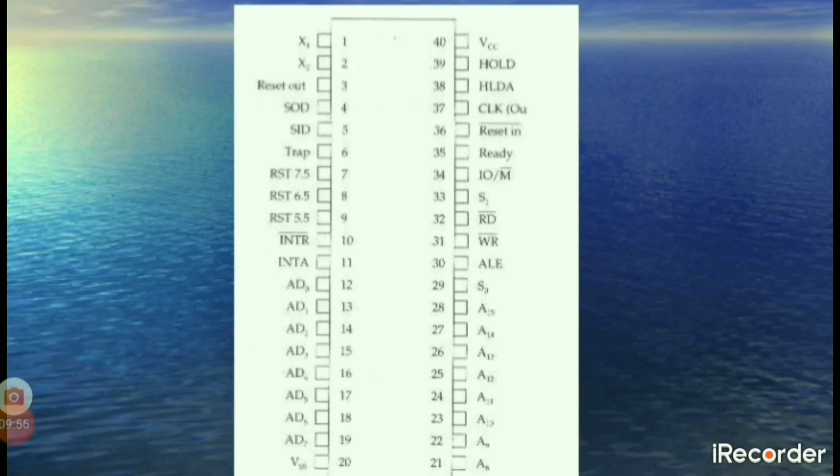Now the last pin, 40th pin, VCC. It is used for power supply and plus 5 volt supply is used here. The 29th pin and 33 pin, which are S0 and S1, these are status pins. When S0 is low and S1 is high.